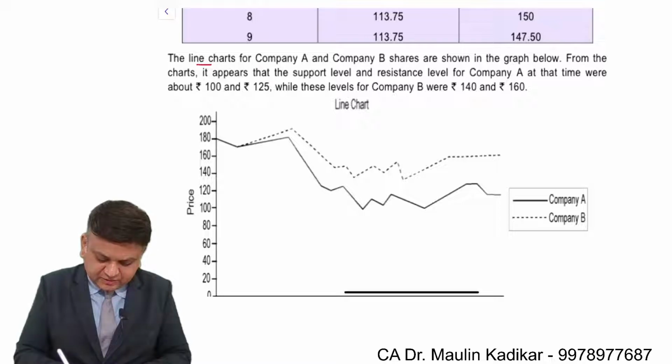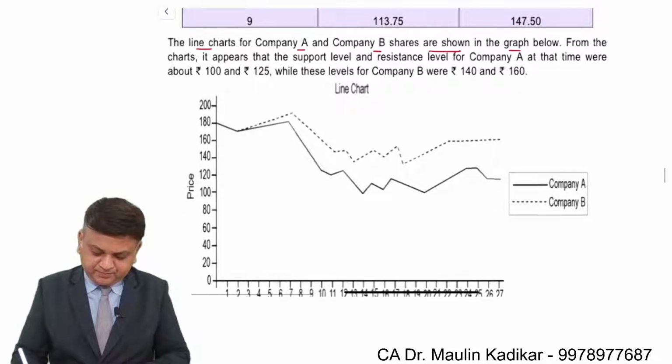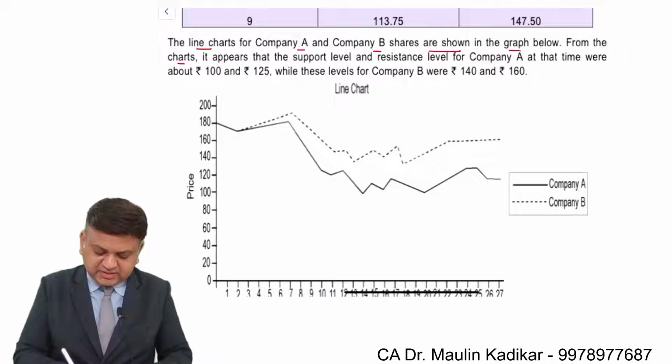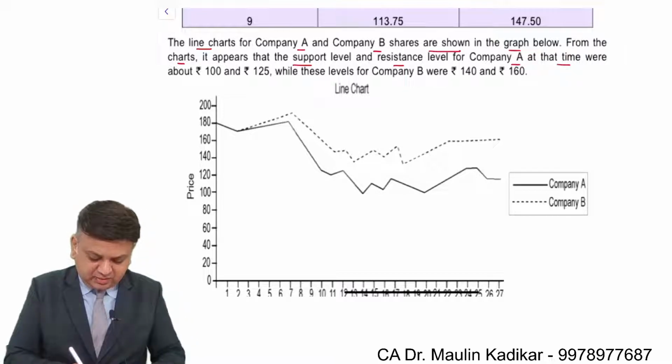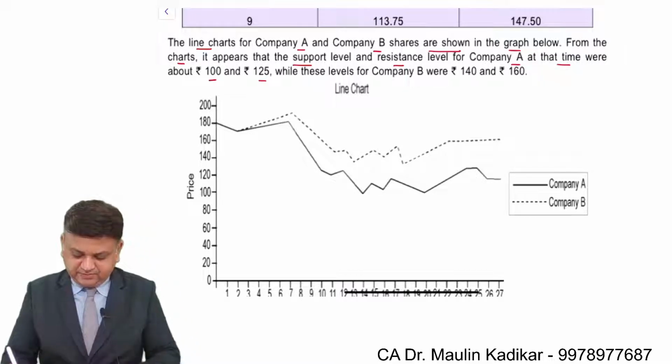The line chart of company A and B shares is shown in the graph below. From the chart it appears that the support level and the resistance level for A at the time were about 100 and 125.